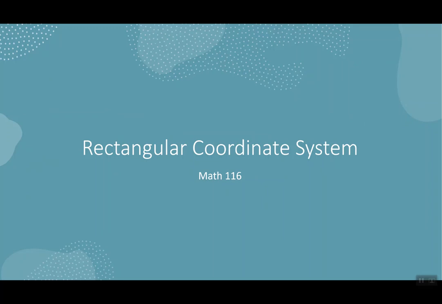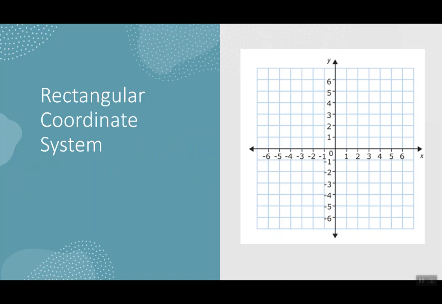Today we're going to start talking about the rectangular coordinate system. The rectangular coordinate system is composed of two axes, the x and the y. The x is horizontal, so you can see it right here with the x labeled, and then the y is vertical, so you can see it labeled here.